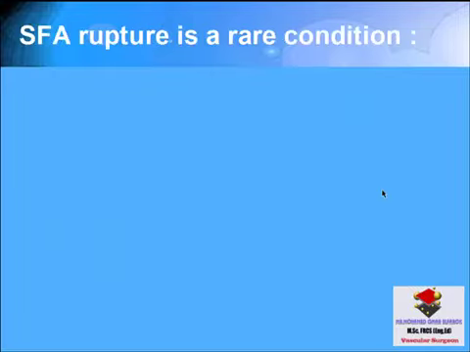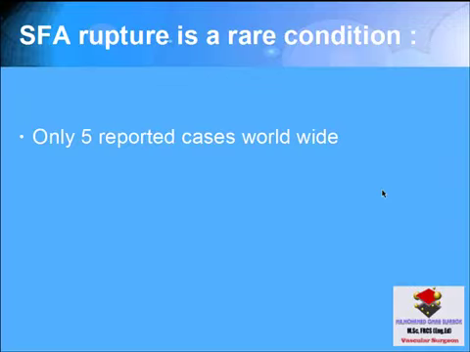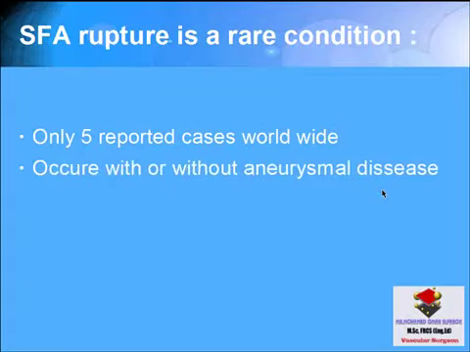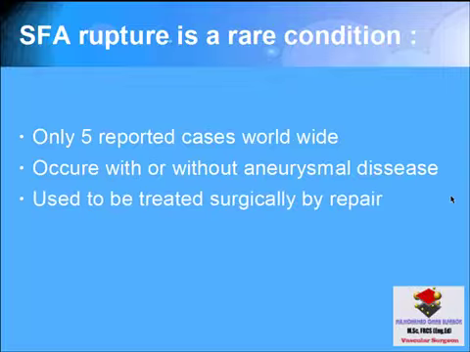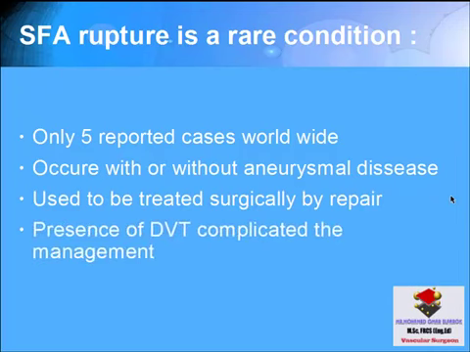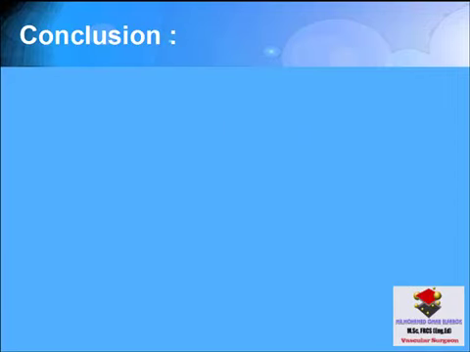If you go to the literature, a spontaneous rupture of the superficial femoral artery is actually a rare condition. There are only 5 reported cases worldwide, and it occurs with and without aneurysmal disease. It used to be treated surgically, but definitely endovascular is a very good weapon for vascular surgery, and the presence of DVT, which was not recorded before, definitely complicated the management.